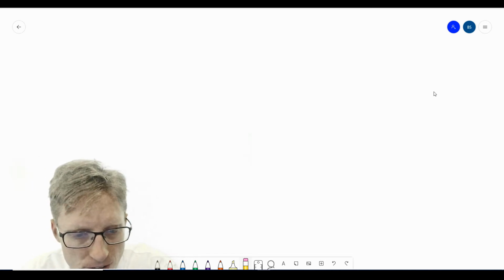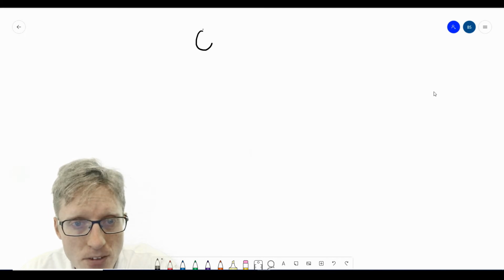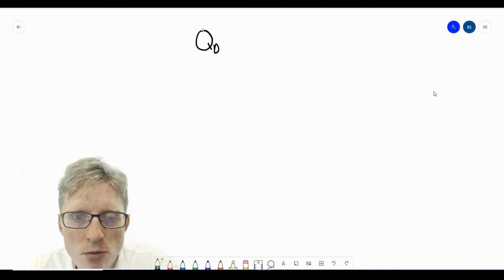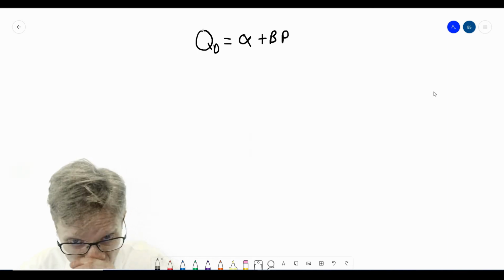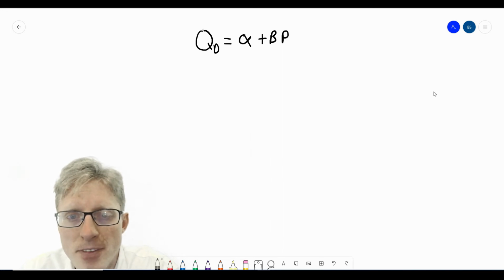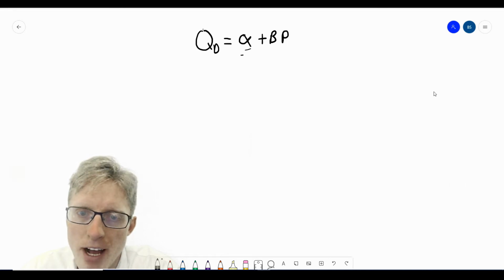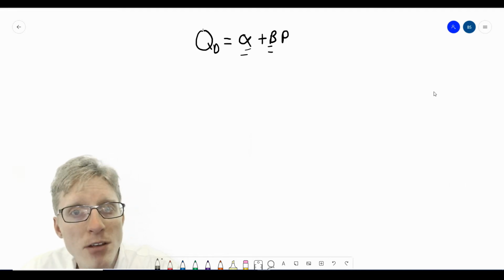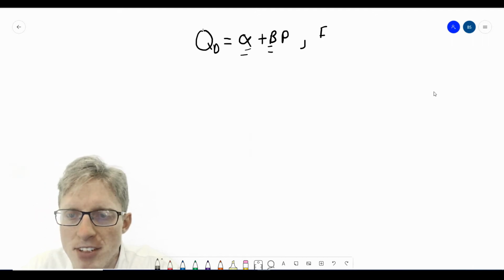Let's start by just assuming that the demand function is linear. So the demand function is equal to some constant alpha plus a slope parameter beta times price. So beta is the slope of the demand curve. We do not yet know what alpha and beta are. Those are the values that we want to find. But we did manage to figure out from the financial reports that the elasticity of demand is equal to minus 2.